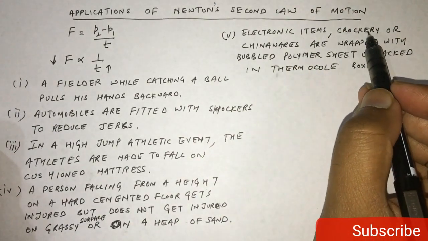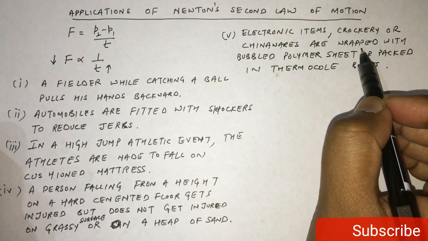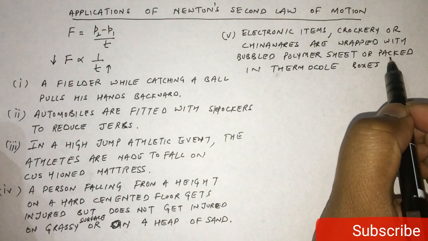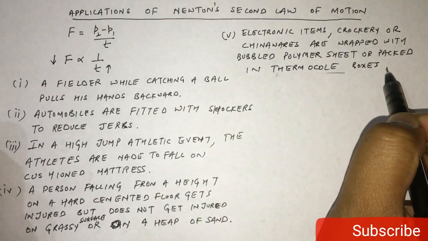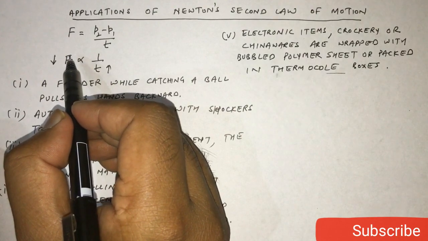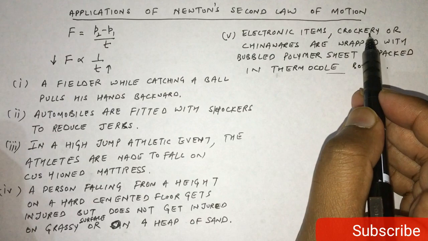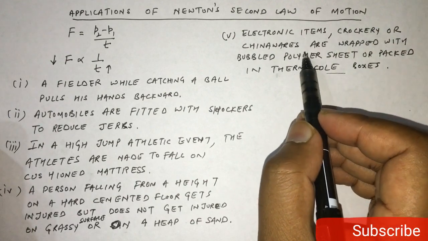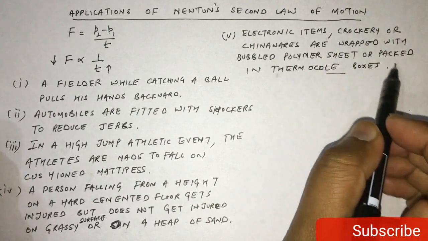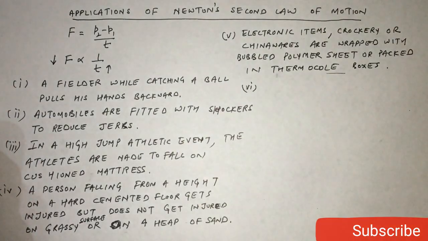If these items are mishandled, the time of impact increases due to the soft nature of thermocol boxes. As a result, the force of impact decreases. Due to this reason, glasswares, crockery or chinawares are packed in thermocol boxes. Clear? Now, the sixth application.